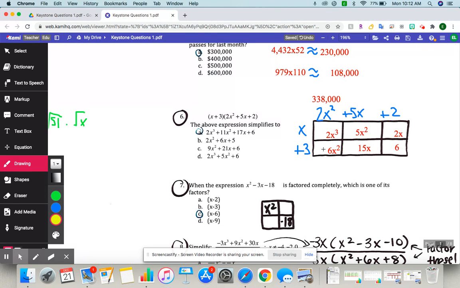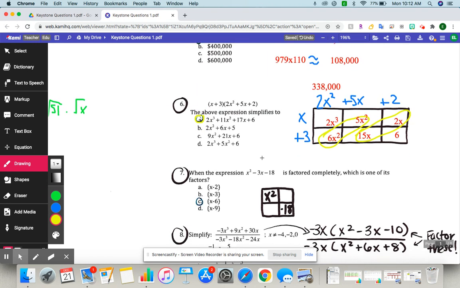And then we can combine like terms. So our x squareds add to 11x squared, and then our x's add to 17x. Hence, A would be our answer.